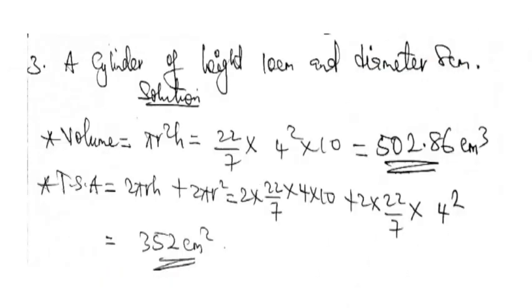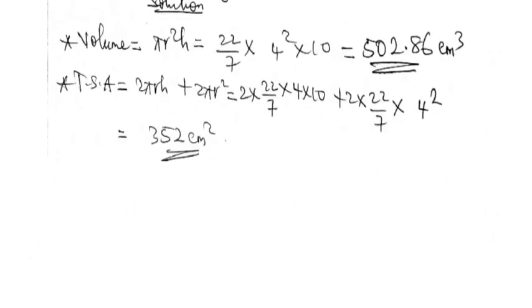3. A cylinder of height 10 centimeters, diameter 8 centimeters. Solution: radius is 4 centimeters, since diameter is 8 centimeters. Then volume is pi r squared h equals 22 over 7 times 4 squared times 10 equals 502.86 centimeters cubed. TSA 2 pi rh plus 2 pi r squared equals 2 times 22 over 7 times 4 times 10 plus 2 times 22 over 7 times 4 squared equals 352 centimeters squared.